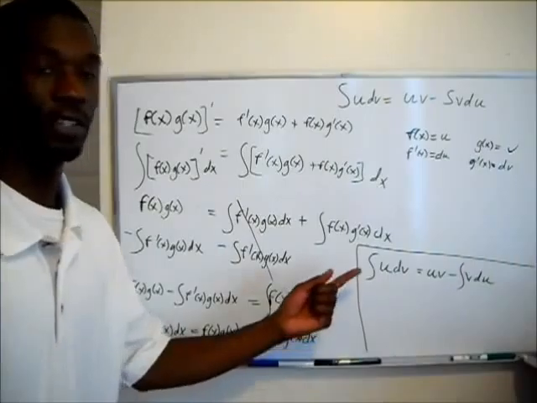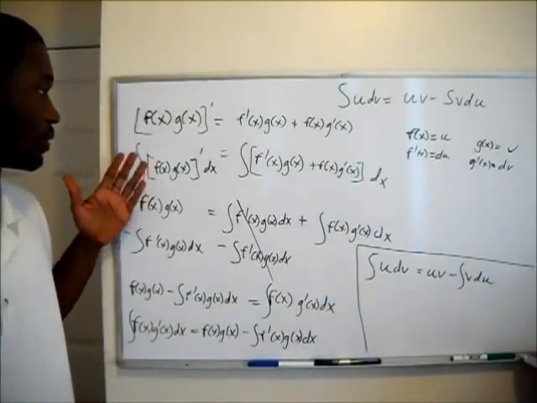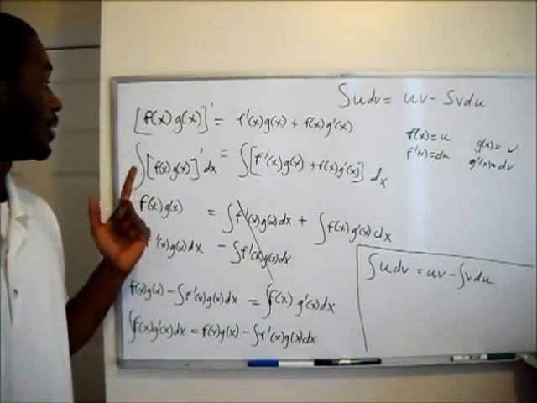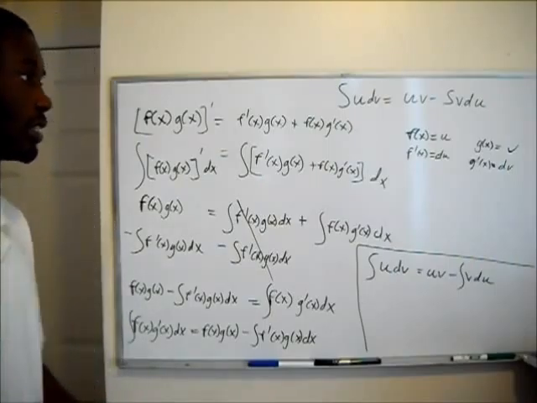And voila, you have integration by parts. So this is how you would go through the proof of showing how the product rule leads to the integration by parts formula. Alright, so let's get started.